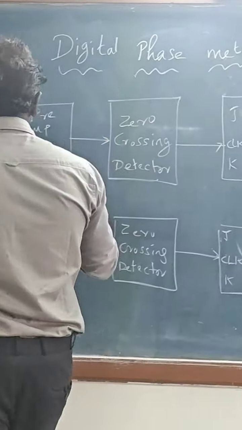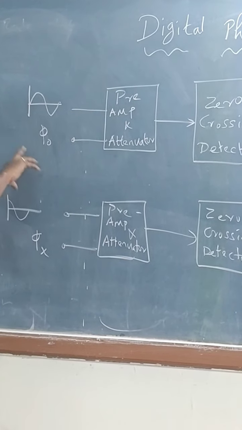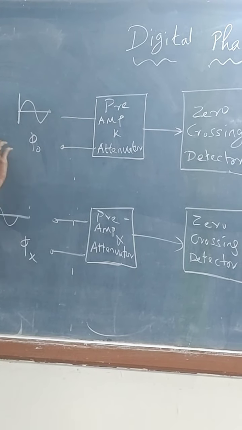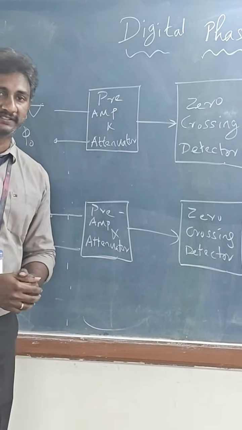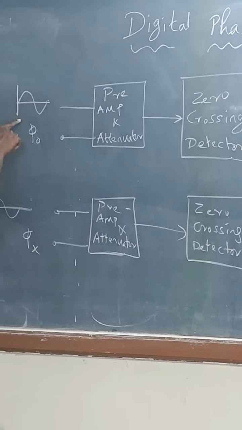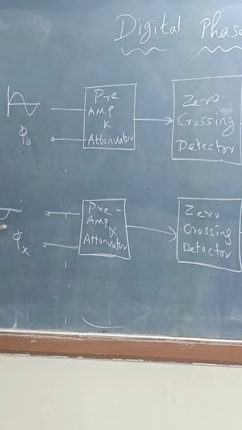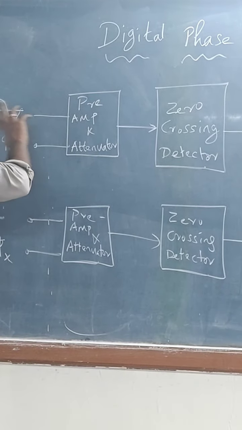So let's see the first case, how it works. Here we are going to give two waveforms with the same frequency, but there may be a difference in phases. The first waveform phase is phi naught, the second waveform phase is phi x. So the first waveform is given.